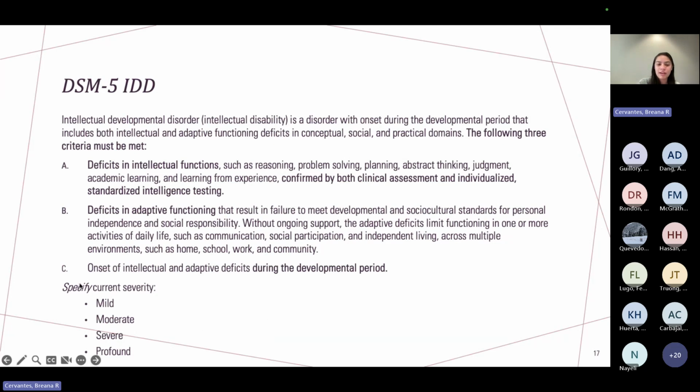And then deficits in adaptive functioning, we've talked about that, and during the developmental period. So that's why it's a neurodevelopmental disorder. It's going to have some sort of onset in this early developmental period.